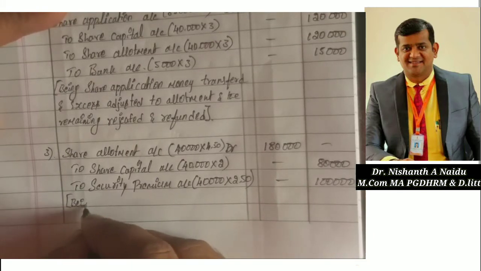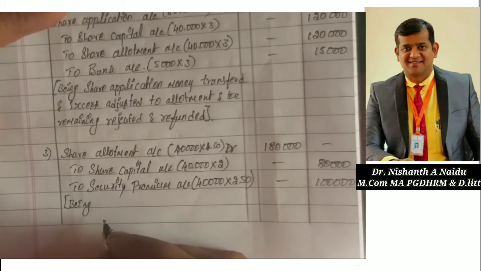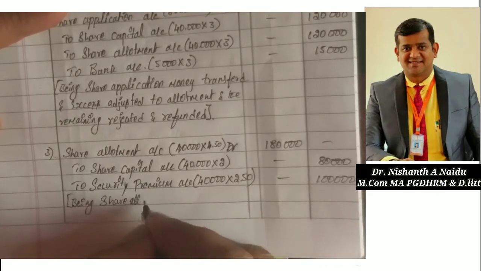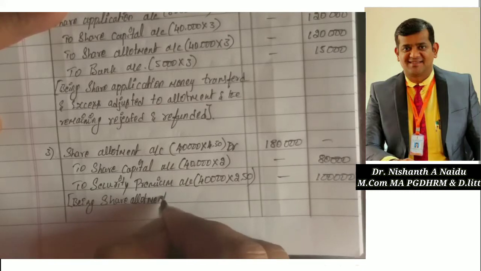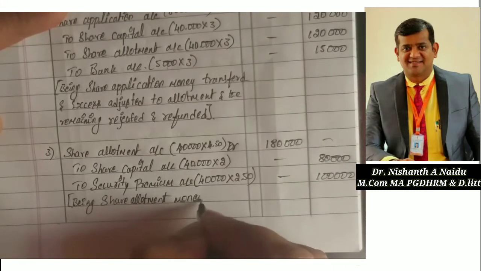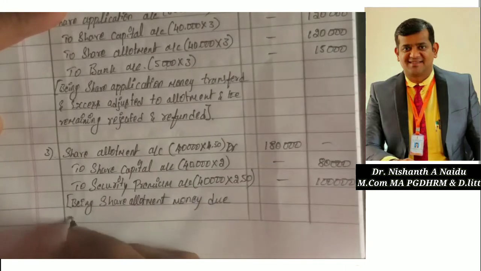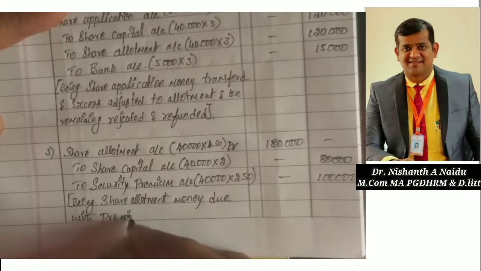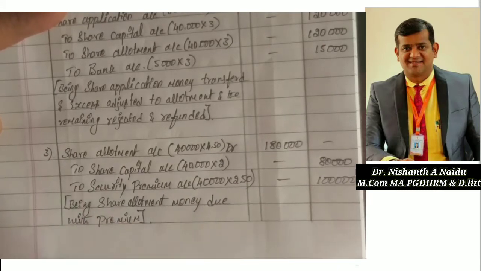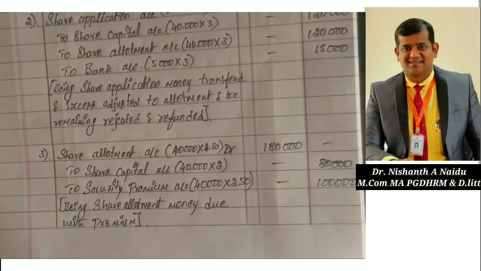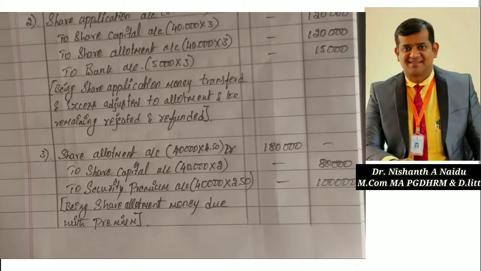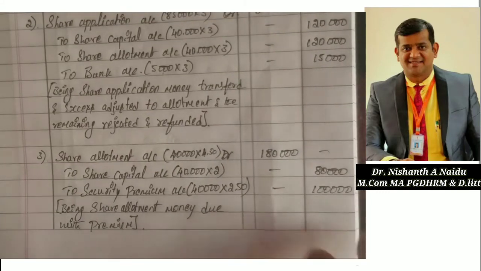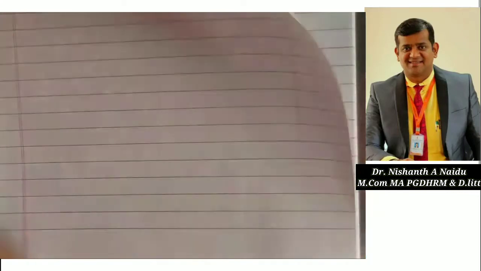Being share allotment money due with premium. Due with premium. Okay, so we are done with the due entry. Now we are supposed to do a receive entry of share allotment money. So let us pass that entry number 4.